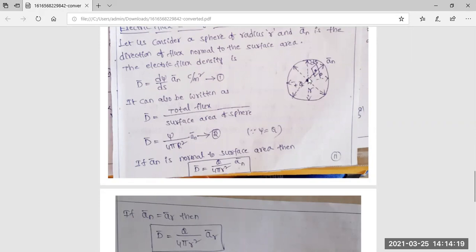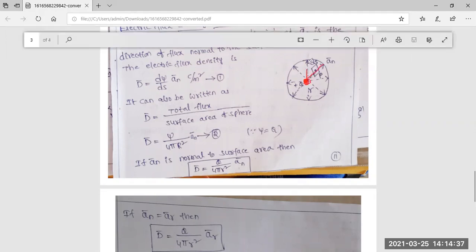So the radial direction and the normal direction are both the same. This is also a radius of the sphere, and this is also a radius of the sphere. Like that, we can consider the different flux directions. Each and every flux direction represents each and every radial direction. So this is the flux direction, and this itself is the radial direction. That's why an bar is equal to ar bar.